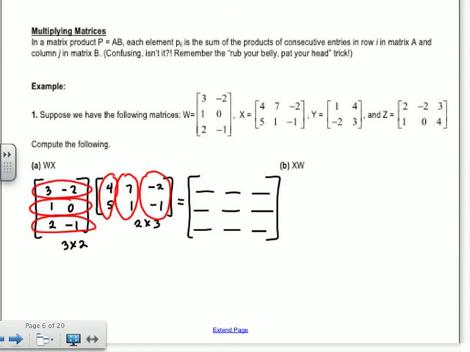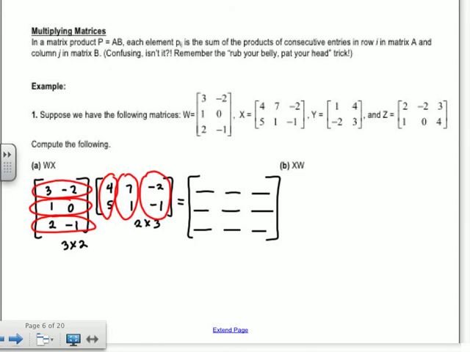Okay, if I want to find the middle one in the top row, I'm going to use the top row and the middle column. Do you guys see what I'm saying? So if I want this one over here, that's in the second row and third column, so I'm going to use the second row and third column to find it. You guys see what I'm saying?